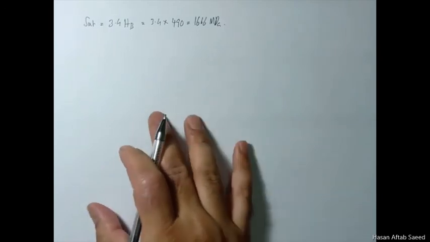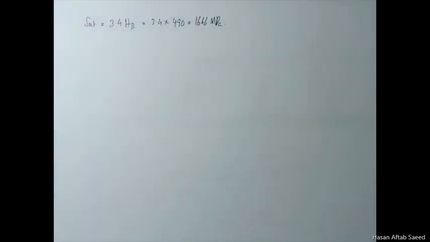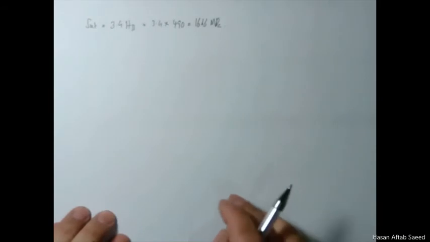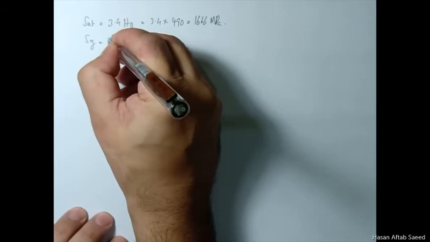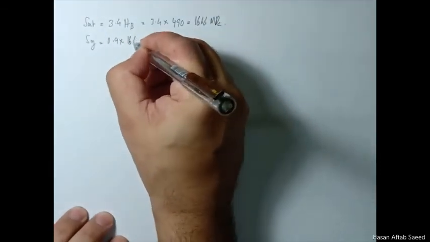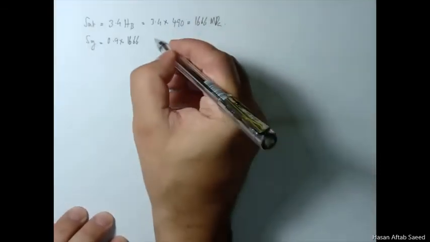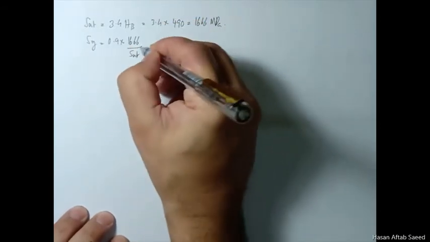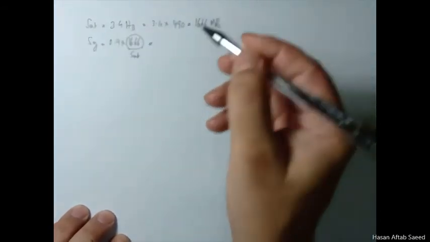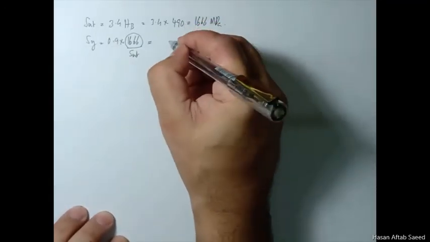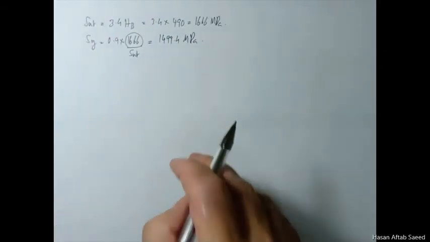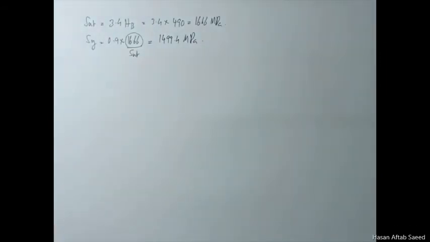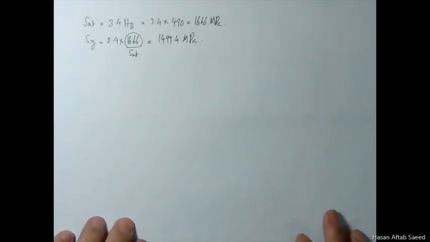Now the question statement also says that the yield strength can be taken as 90% of the ultimate strength. So we have the ultimate strength here. Sy then turns out to be 0.9 into 1666, the Sut value, which is equal to 1499.4 MPa. These are your material properties. Now once you have Sut and Sy, the rest is easy.